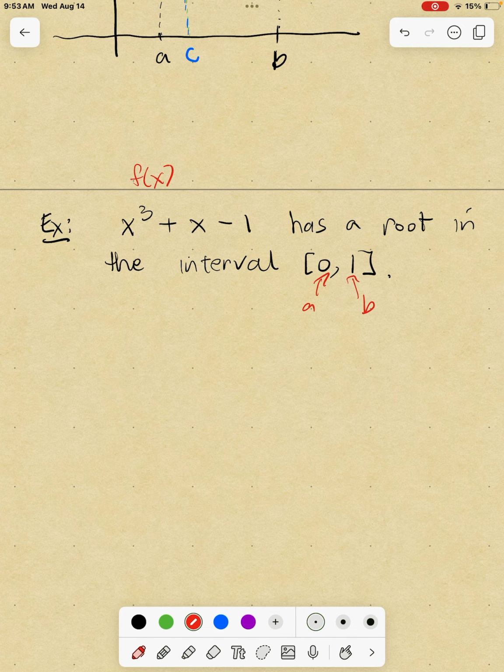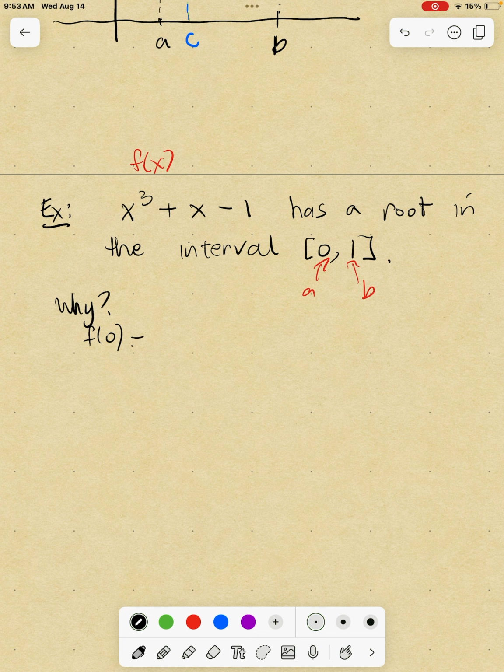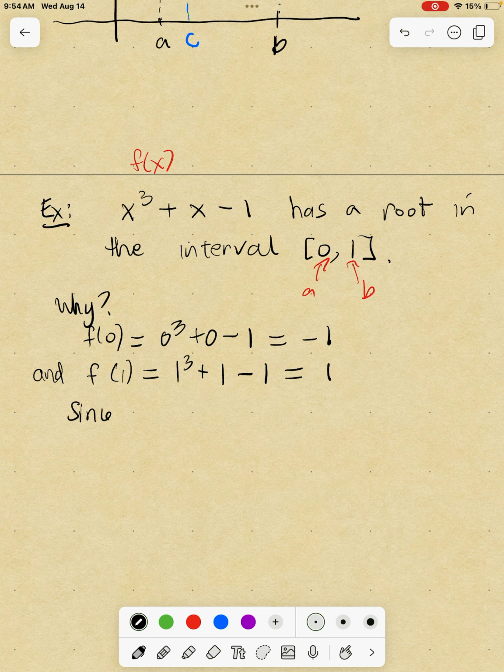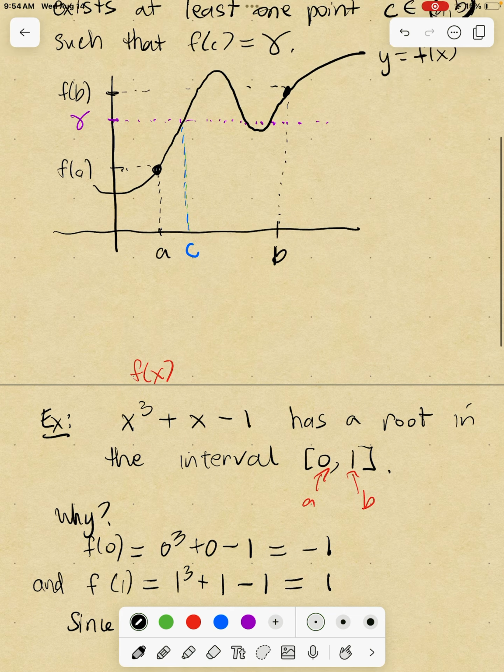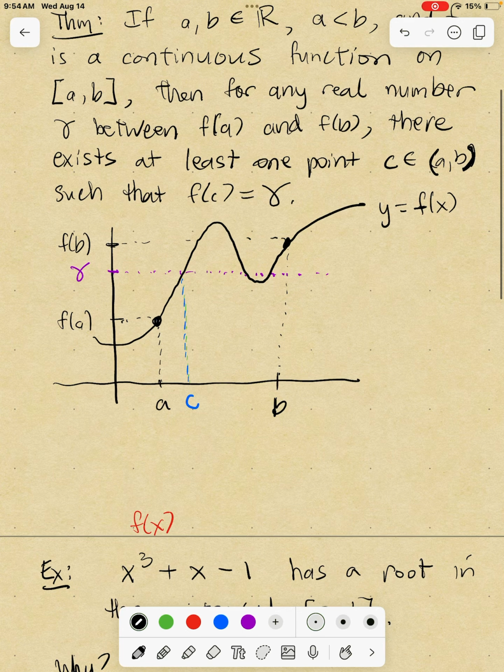let's see, f of a and f of b. So why is this claim true? Well, f of 0 equals 0 cubed plus 0 minus 1, and that's negative 1. And f of 1 equals 1 cubed plus 1 minus 1, and that's 1. Now, since 0 is between f of a and f of b, we have that gamma is 0.